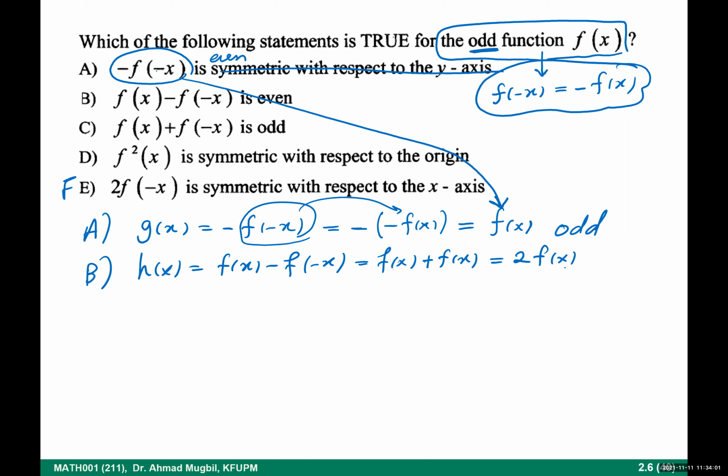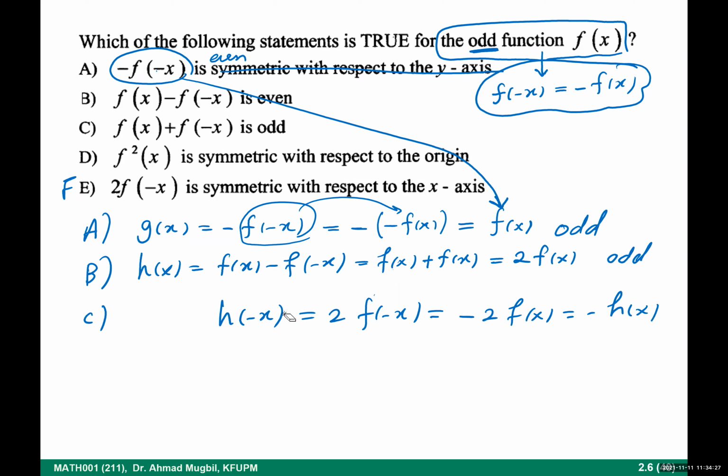So now, f is what? If f is odd, when you multiply by 2, a number, it will stay odd. So this is odd. If you want to check, instead of x put negative x. What will you get? You will get f of negative x. What is f of negative x? It is negative, so it will be negative 2f of x, which is negative h of x. So it is odd.